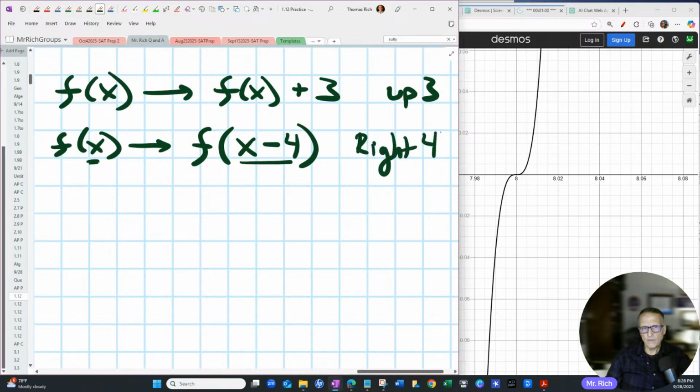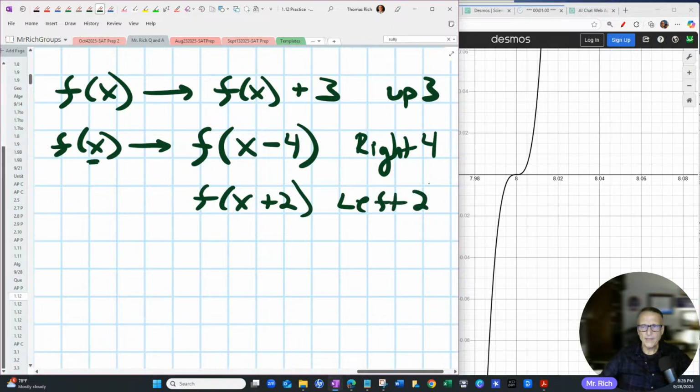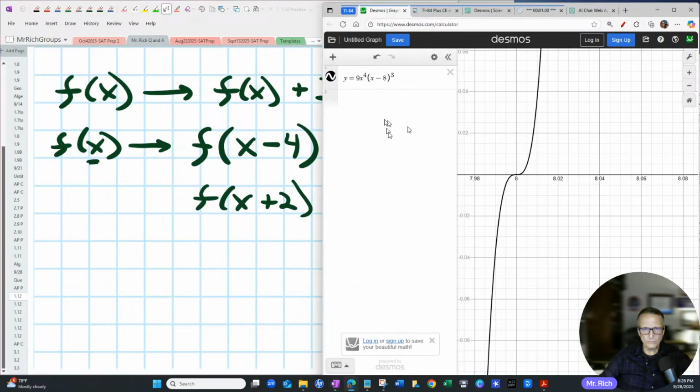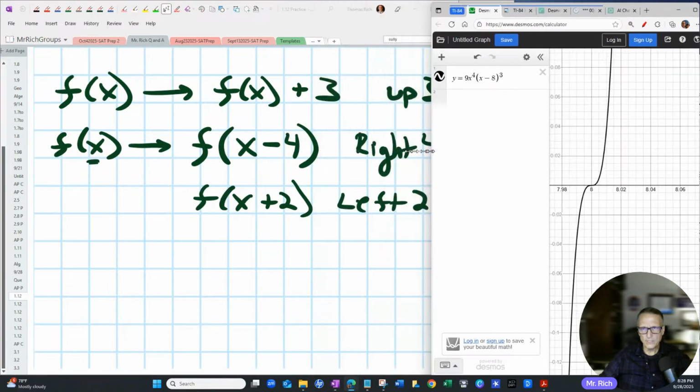Now, you may be thinking, wait, Rich, I think you have that backwards. Wouldn't that be left 4? Well, you would think so. Or common sense would tell you that maybe it's left 4. It's not. When it comes to these horizontal translations, it's maybe the opposite of what you would think it would be. So x minus 4 means a right 4. If we did f of x plus 2, that would make a shift left 2. Now that one I am going to show you what this would look like over in Desmos.